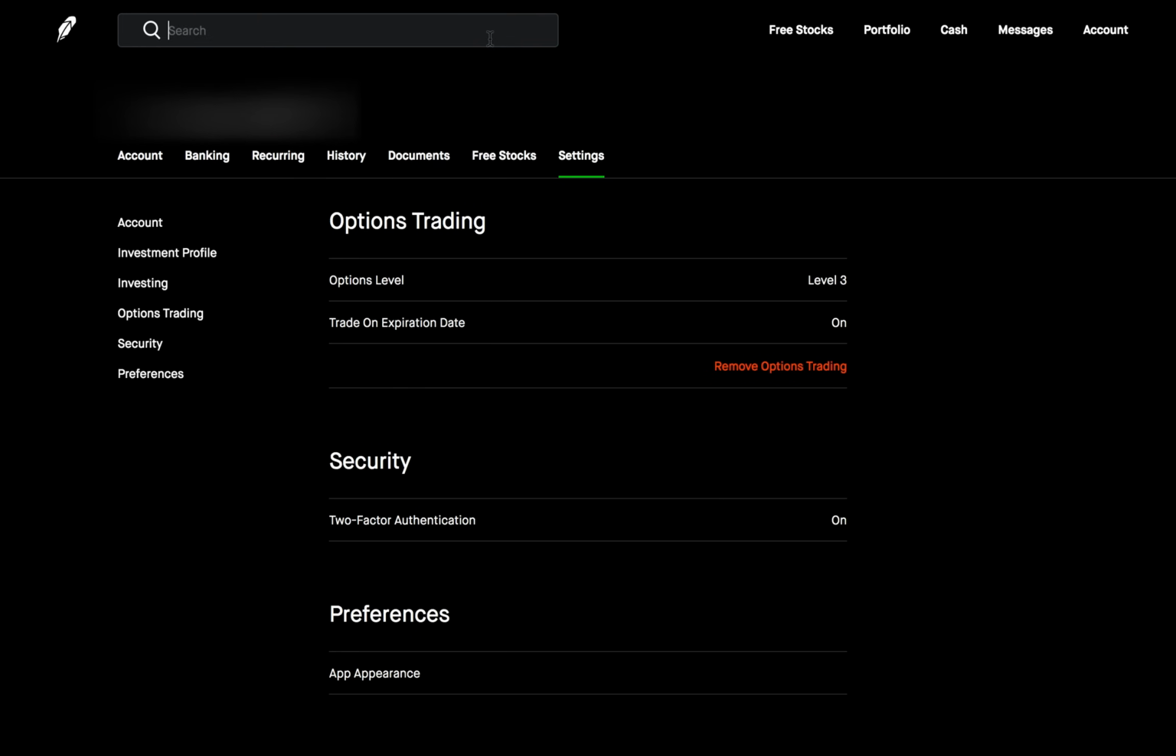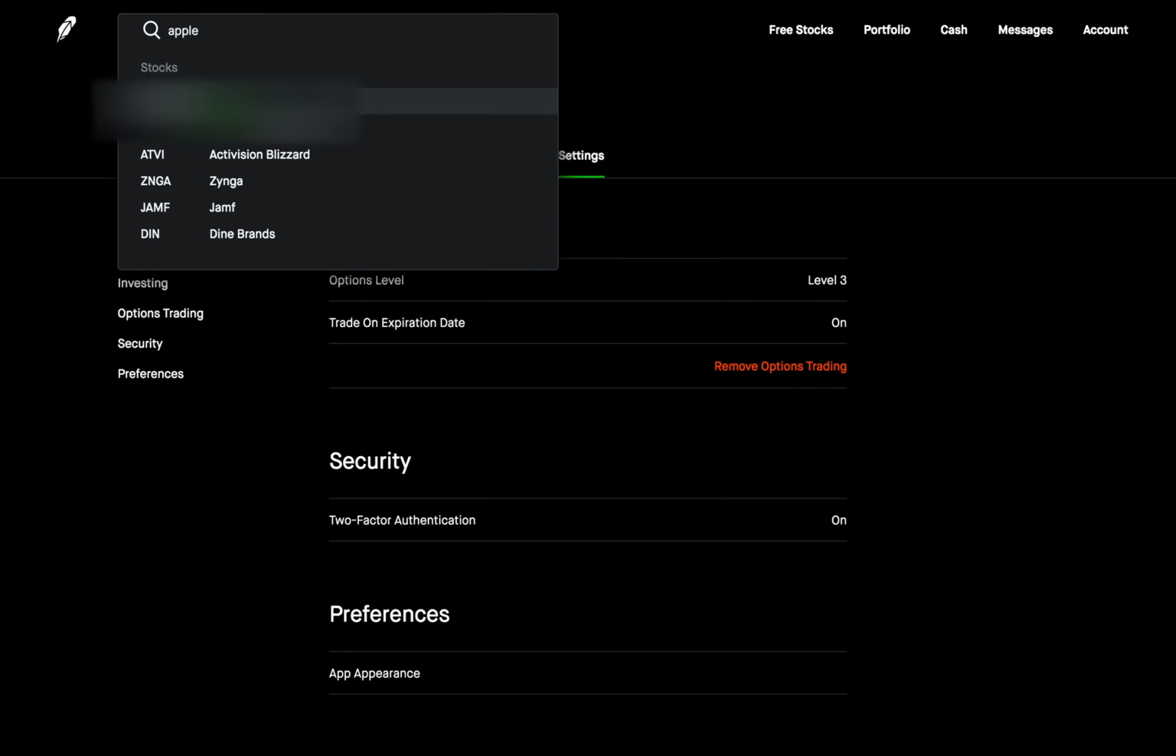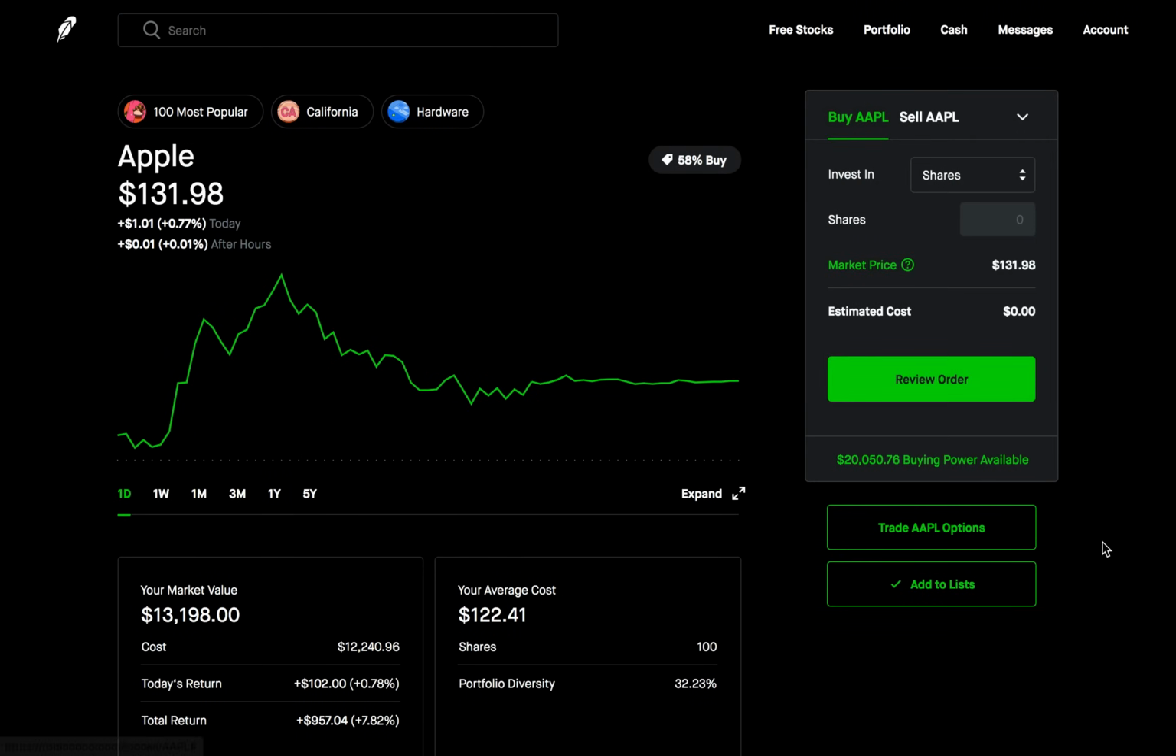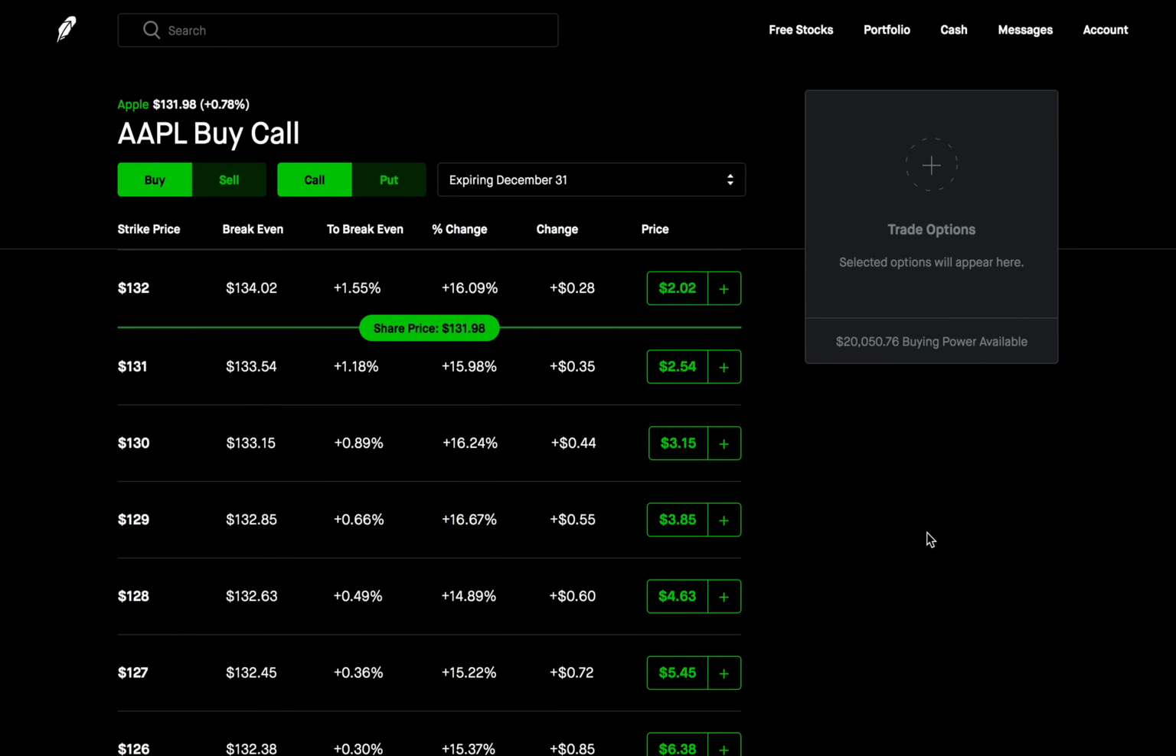So for this demo, we're going to be using Apple stock. So let's head on over to Apple, and then on the right side here, you'll see this button that'll say something like trade Apple options. We're going to click on this, and this is going to show us all the options for this stock.